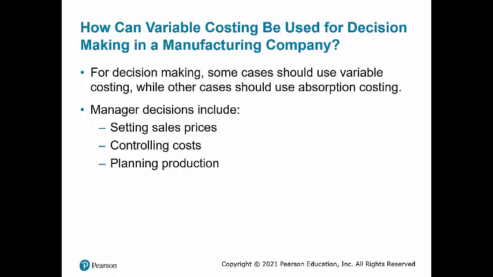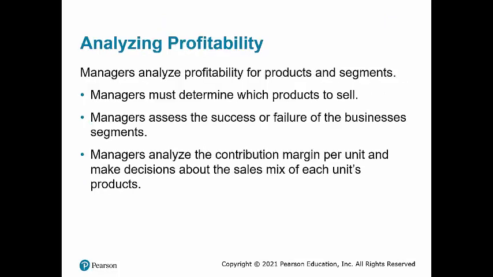Production planning decisions are similar to sales price decisions. Short-term decisions should be made using variable costing, and long-term decisions should be made using absorption costing. In the short run, production is limited by capacity, so variable costing is appropriate. Managers analyze profitability for products and segments.